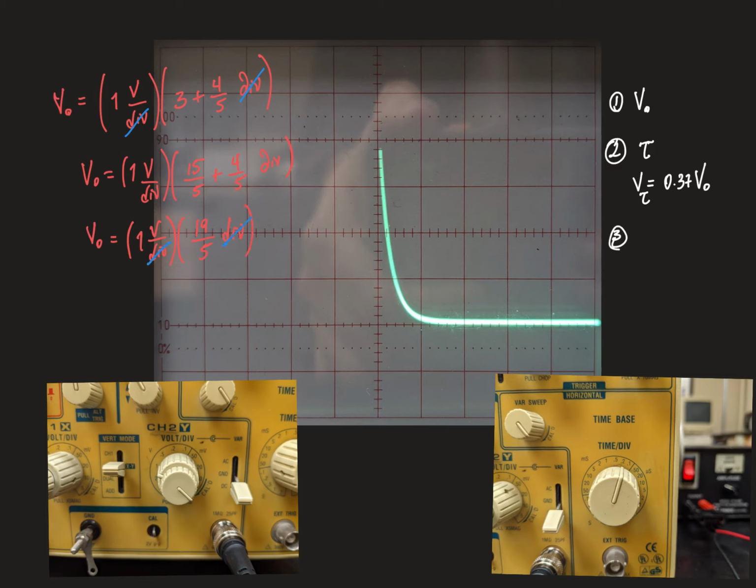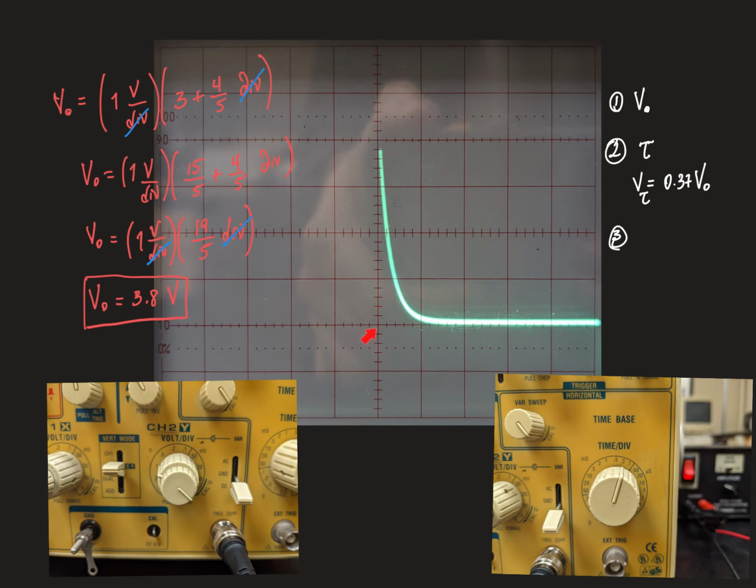Divisions cancel. Therefore, what we have is 15 divided by 5 is 3.8, multiplied by 1. So the maximum voltage is 3.8 volts. We could have figured this out without necessarily involving this calculation, because if you knew that each division is 1 volt, in this case it's divided by 5, so each subdivision is going to be 0.2.